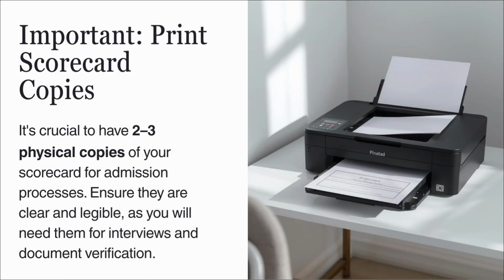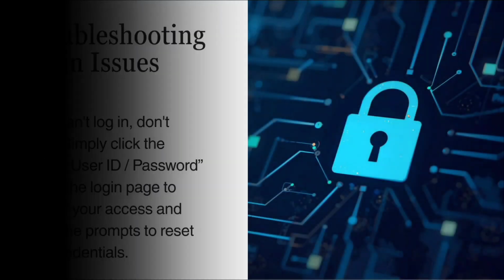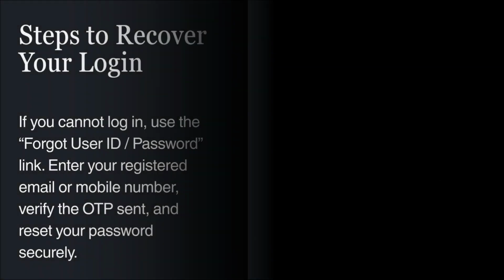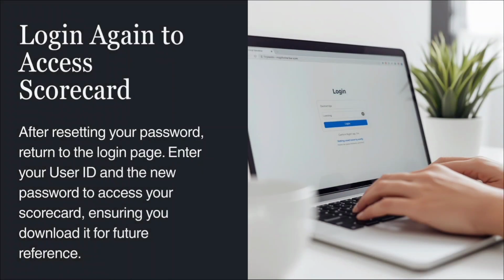So if you are unable to log in, don't panic. On the login page only, click on forgot user ID or password. Then follow the steps, enter your registered email ID or mobile number, verify OTP and reset your password. Then log in again and download your scorecard.